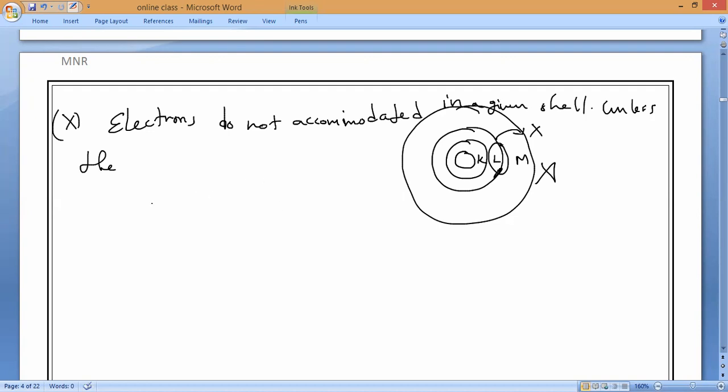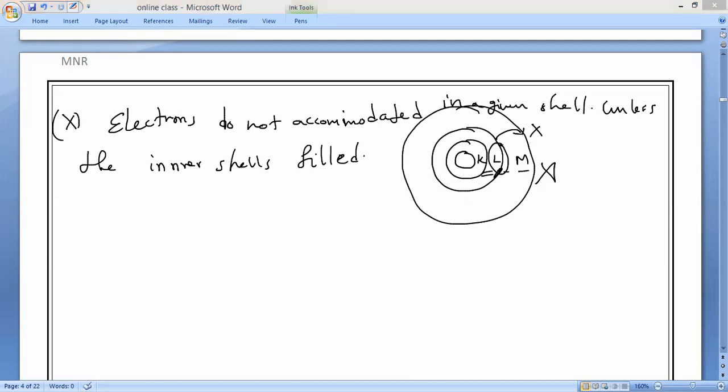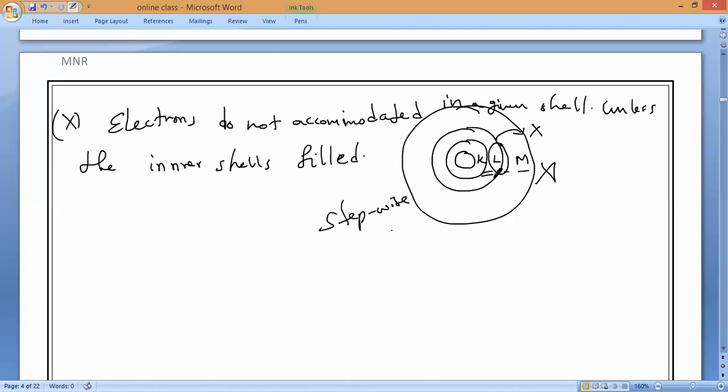So which cell will electrons fill first? Anybody? Yes, please. Which cell will be filled first: K or L or M? K. Unless the K is filled, electrons cannot come to the L cell. That is what you have to remember. So in which manner do the electrons fill? Stepwise manner. The cells are always filled in a stepwise manner.